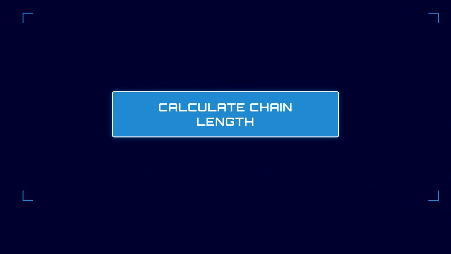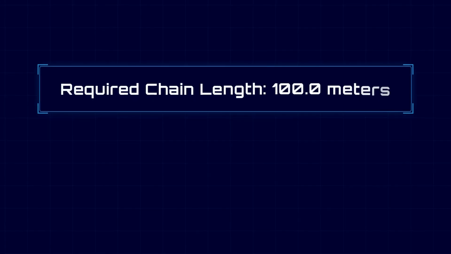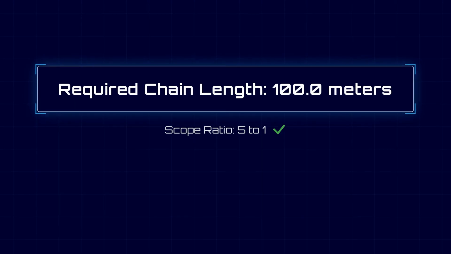The total depth shows as 20.0 meters, which combines our water depth and freeboard. The calculator then shows total depth again as 100.0 meters. This is your required chain length. The scope ratio confirms 5:1, matching our normal condition selection. This ensures proper holding power for safe anchoring.